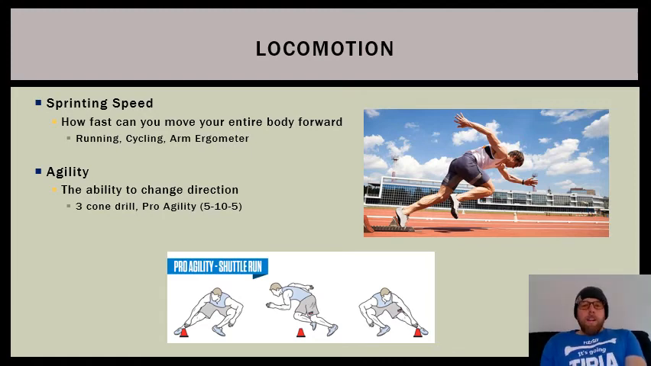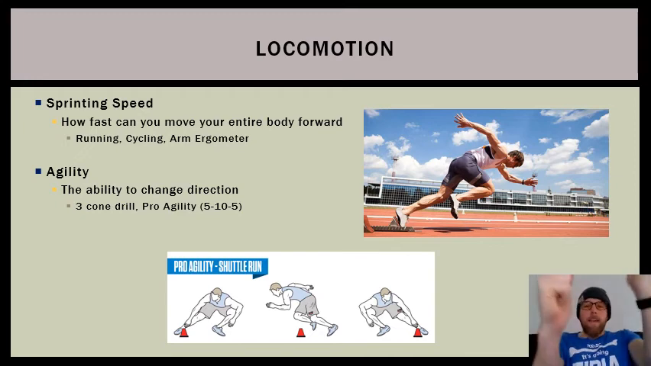Locomotion, sprinting speed, straight line speed, that could be using just straight running. That could be getting on a bike. That could be getting on a treadmill. That could be an arm ergometer. The arm ergometer is the thing we have in lab, in the back of the lab where you go like that. So that could be a good locomotor test.